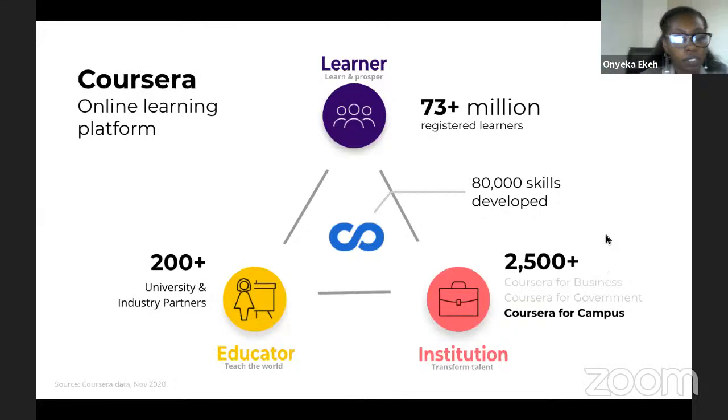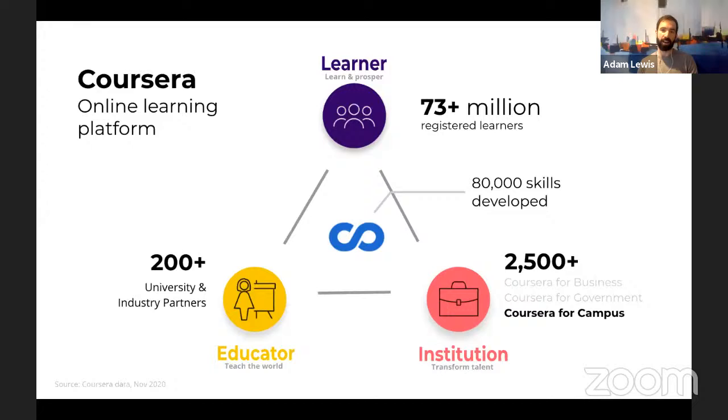For those of you who don't know Coursera, we are the world's leading online learning platform. What we do is we take content from universities across the world, like Yale and Stanford and London Business School, and industry partners like Amazon and Google and IBM, and we pull it onto our platform and we offer it to individuals across the world, but also individuals through certain institutions like campuses and universities.